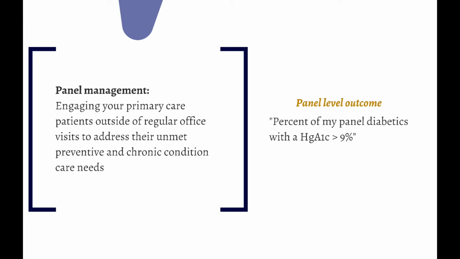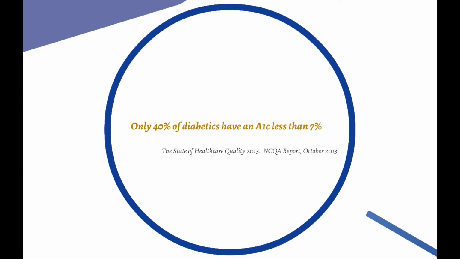Why is this important? Well, according to a report put out in 2013 by the National Committee for Quality Assurance that looked at outcomes for over 130 million American patients, only 40% of all diabetics had an A1C in the good control range of less than 7%. If you had to guess, what percentage of American diabetics do you think has an A1C in the poor control range greater than 9%?